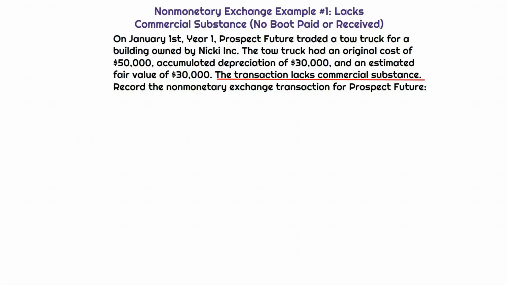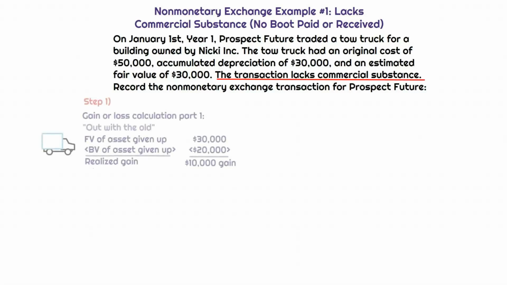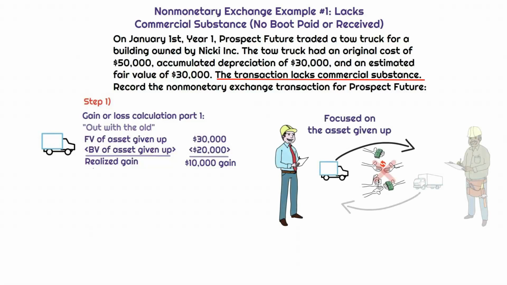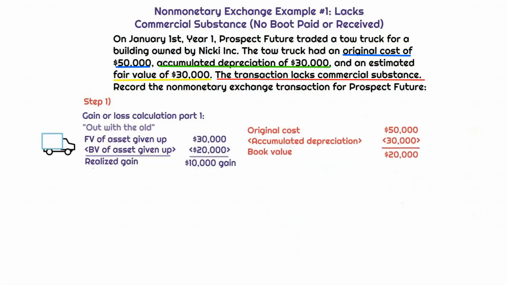Okay, so when it lacks commercial substance, we're still running through the motions. So step one, we need to calculate the gain or the loss. So we're remembering out with the old. Out with the old tells us that we're focused on the old asset, the asset that is given up. So we're comparing the fair value of the truck that is given up by Prospect Future to the book value of the same truck that is given up by Prospect Future. Okay, so the original cost is $50,000. Accumulated depreciation is $30,000. That gives us a book value of $20,000. Okay, so we know that the estimated fair value is $30,000. So the realized gain is $10,000.